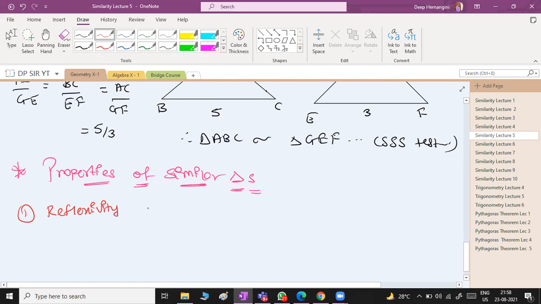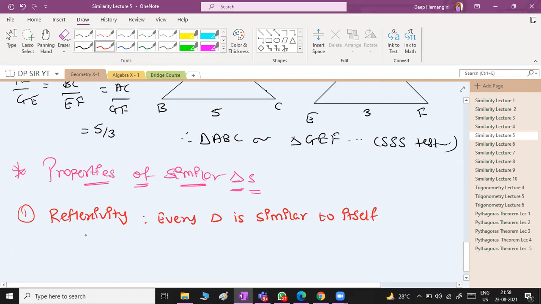Okay, when I talk about reflexivity, let me write it neatly. So reflexivity में every triangle is similar to itself. Thus I can say triangle ABC will be similar to itself. मतलब triangle ABC will be similar to triangle ABC.